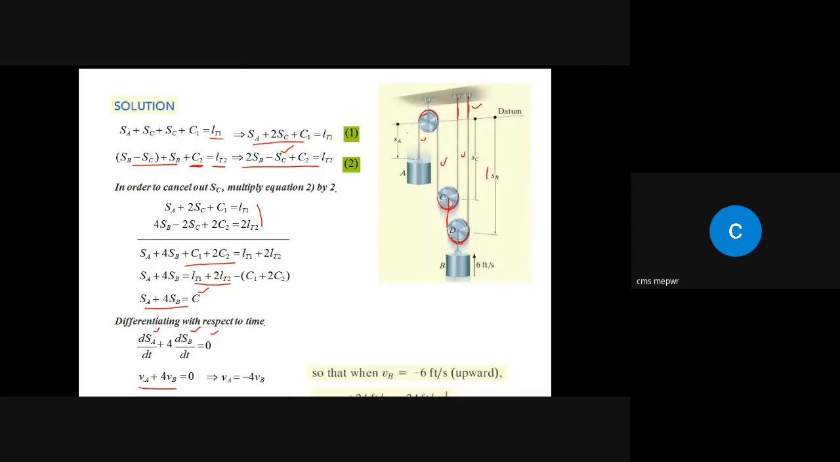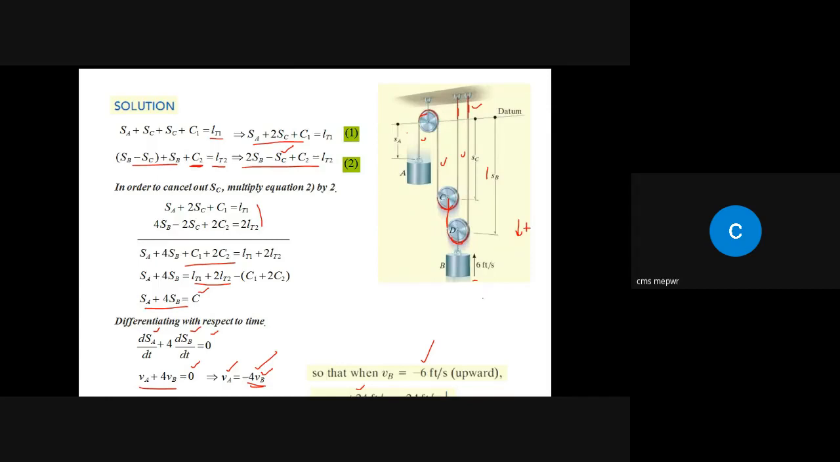Okay, so we have VA plus 4VB is equal to 0. Since we are given VB and we need to find out VA, VA is equal to minus 4VB. And if this downward velocity is taken as positive, so 6 should be negative. So over here, instead of VB, we will put minus 6. So 6 multiplied by 4 will give us 24, and minus multiplied by minus will be plus. So we get VA is equal to plus 24 feet per second. And over here it is also mentioned that this velocity is basically negative because we are defining downward as positive.